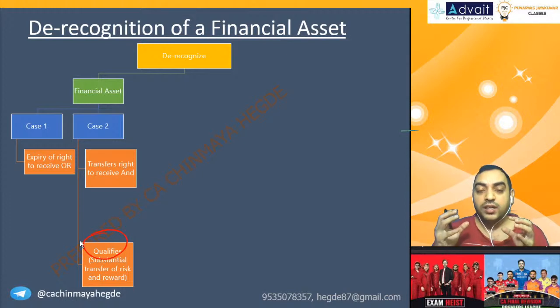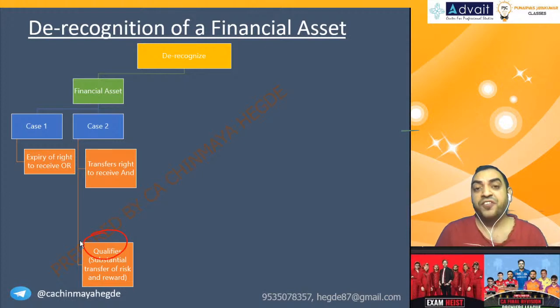I would like to give an example of the difference between factoring with recourse and factoring without recourse. Factoring with recourse means once you transfer the right to receive, in case the factor is not able to collect, he will pass on the loss to you. So, have you transferred the substantial risk and reward? The answer is no, because in case he is not able to collect, you will have to face the consequences. So that does not qualify for transfer, and it does not qualify for derecognition.